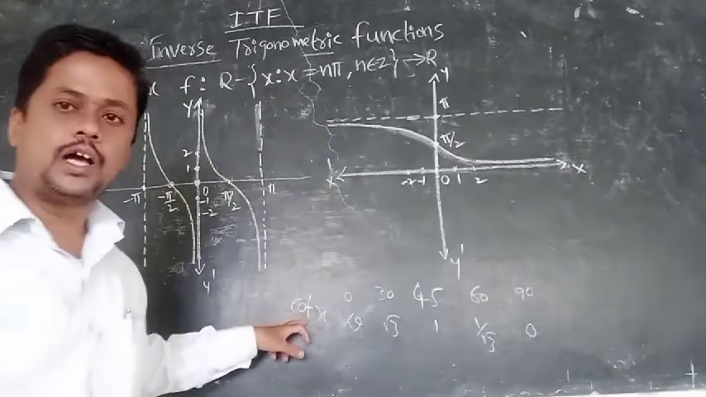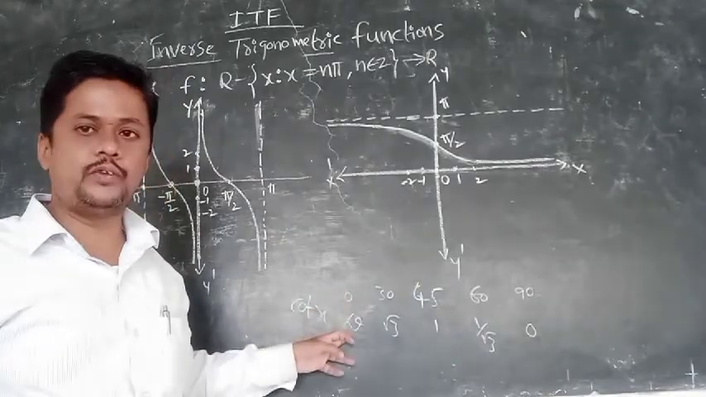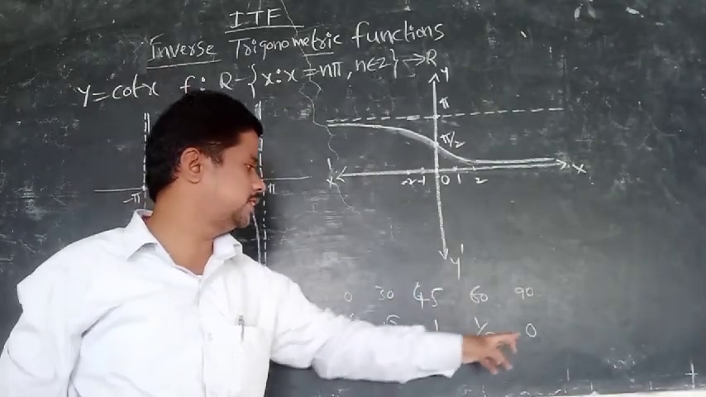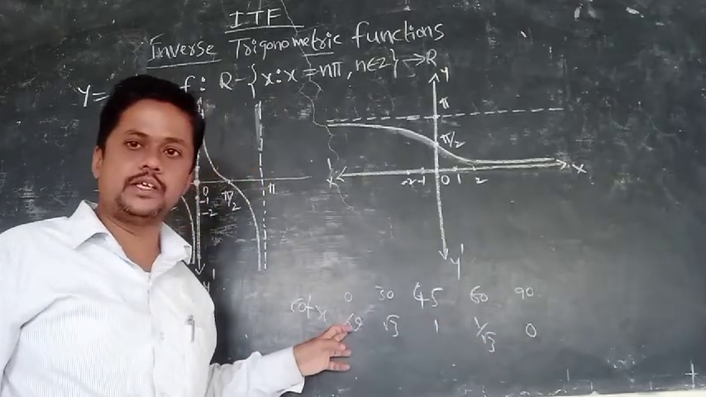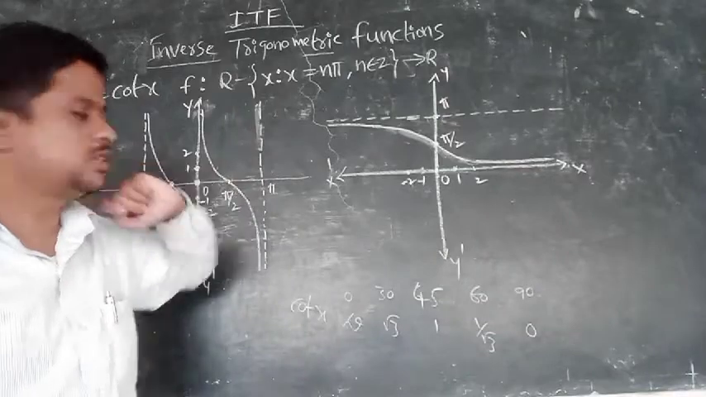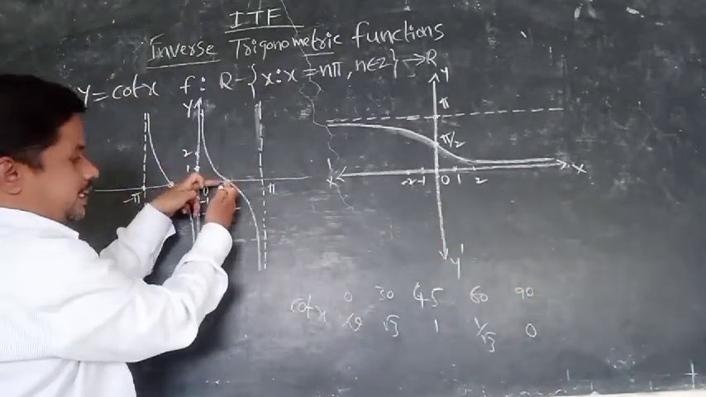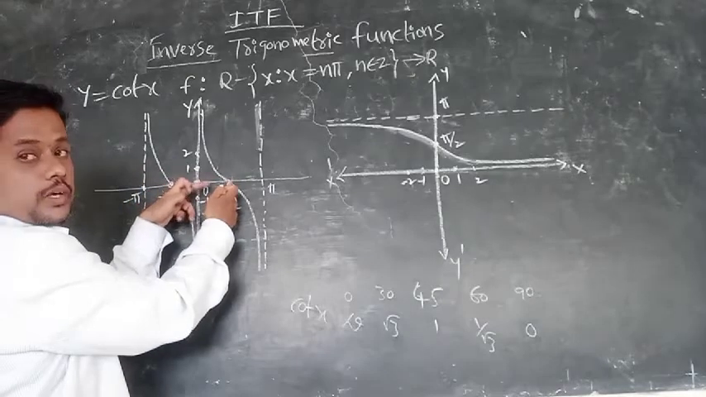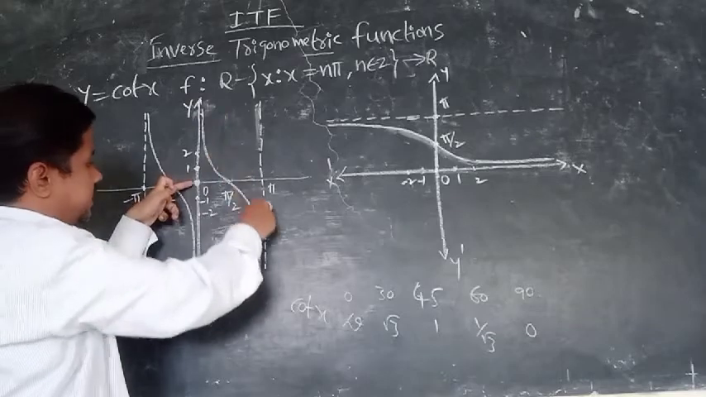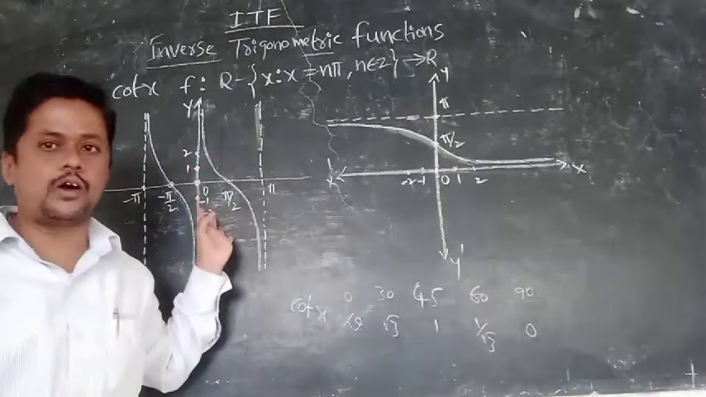if you know the cot x values: cot 0 is infinity, cot 30 is root 3, cot 45 is 1, cot 60 is 1 by root 3, cot 90 is 0. So from infinity to 0, it is decreasing. Cot 0 is infinity, and like that it is decreasing.